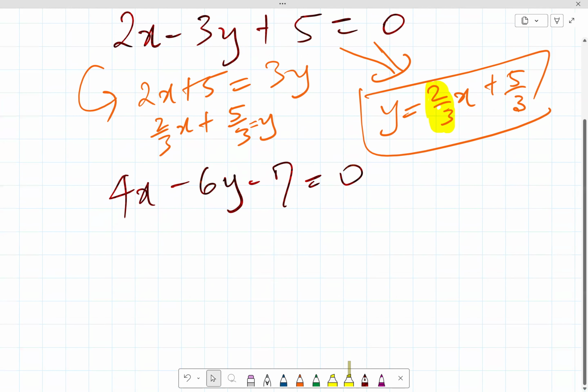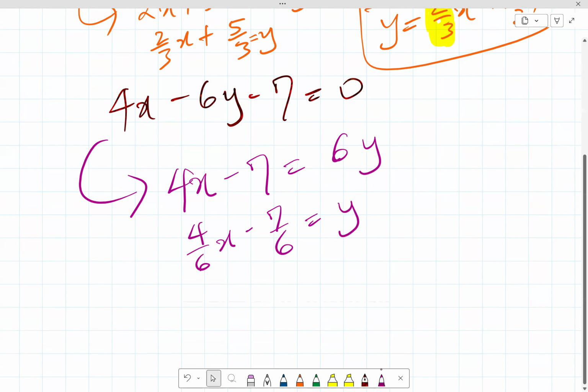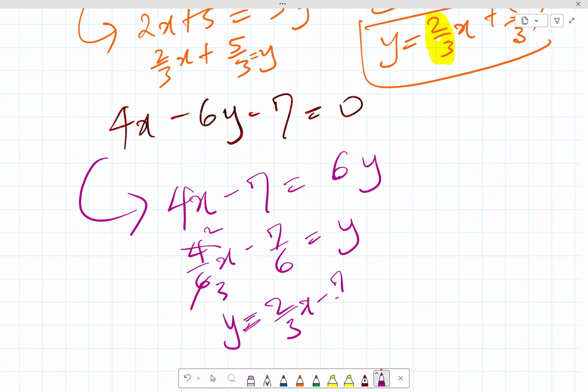So with that in place, you can come for the second one. Make y the subject. Write it in the form y equals mx plus c, like I said. So you have 4x minus 7 equals 6y. Divide through by 6. So you have 4 over 6 x minus 7 over 6 equals y. So y is, 4 over 6 is simply 2 over 3, that's 2 over 3 x minus 7 over 6.